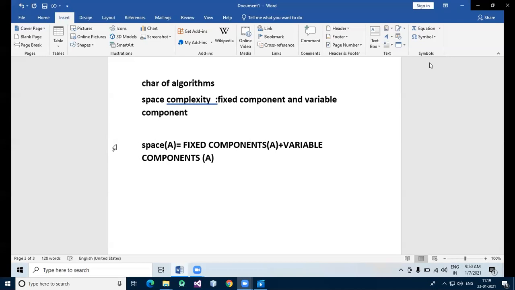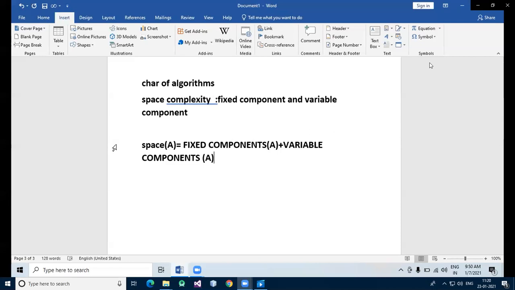Space complexity of an algorithm is the amount of memory required to run to completion, that is, from starting, execution, to termination. Space needed by an algorithm is the sum of fixed components and variable components. The fixed component is independent of the characteristics of input and output. This part includes instruction space, space of simple variables, fixed size component variables, and constants.